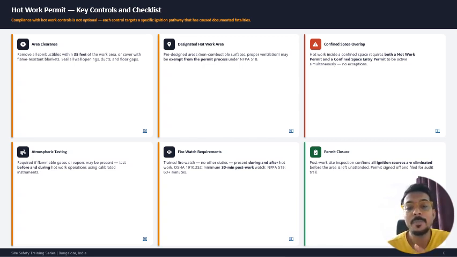As per OSHA it should be 30 minutes after, and per NFPA it should be 60 minutes, meaning 1 hour after they should watch, and after that they can leave. Post work inspection: all ignition sources must be eliminated before the worker leaves, and the permit is signed off and the audit trail filled out.